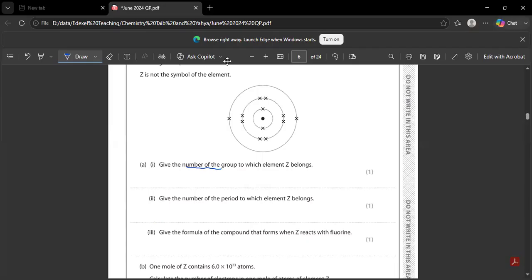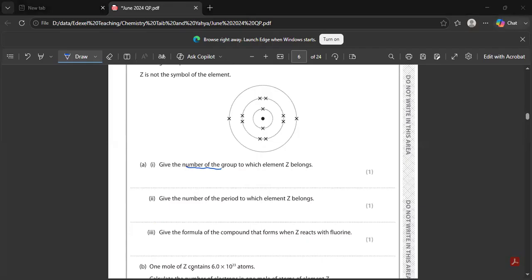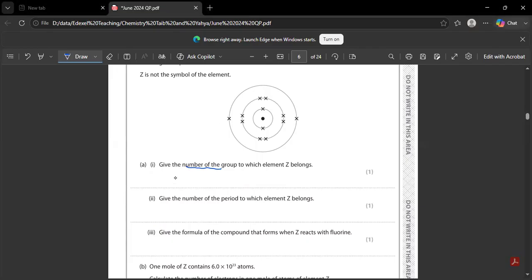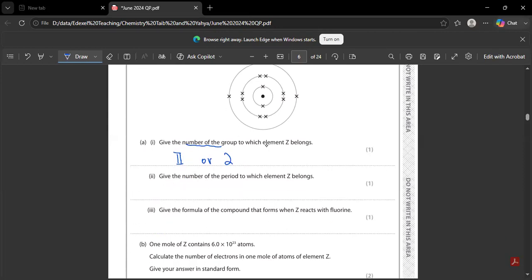Okay. So give the number of the group. How many electrons are there in the valence shell? In the last shell there are 2, right? So ultimately, this element Z belongs to group 2, okay? So give the number of the group. It's going to be like this. Either you can write in this form, or you can write in this way, okay?